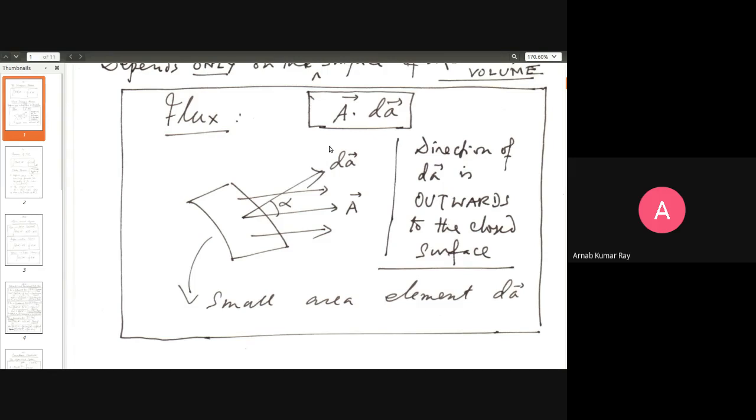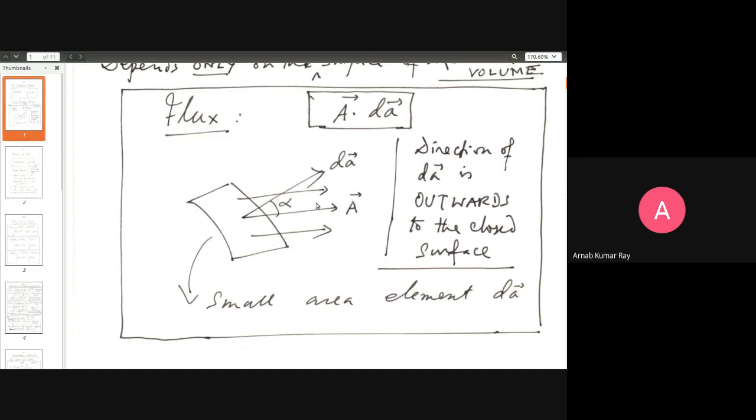What is flux? Loosely speaking, it is the total number of vector field lines crossing a given area. So what you are doing, this A dot dA, is summing up all the vector field lines crossing this small area element dA. So that is the flux that you have got.